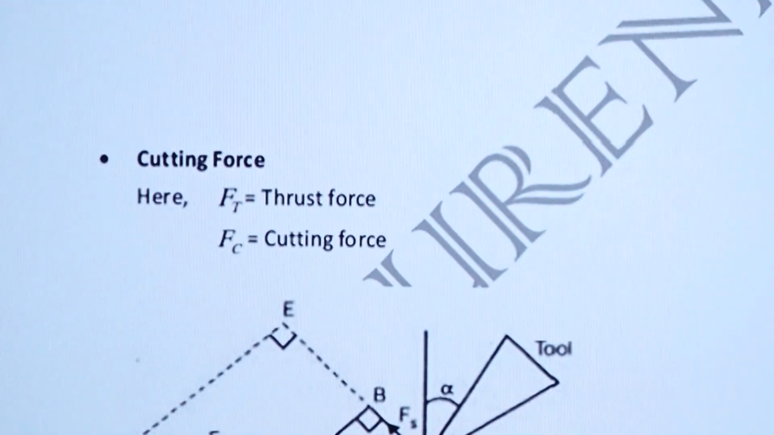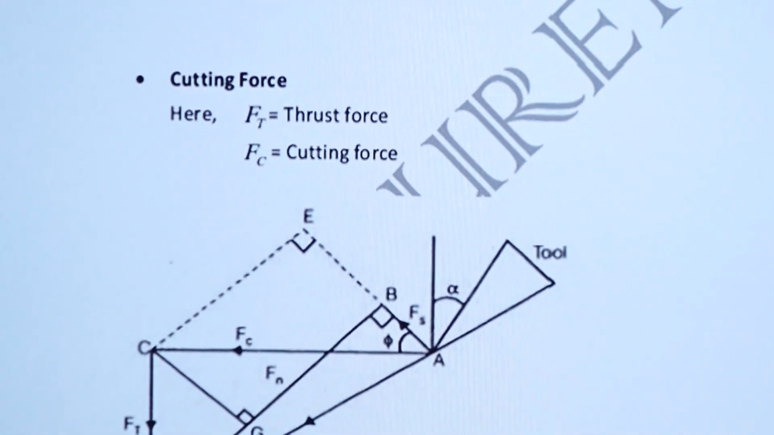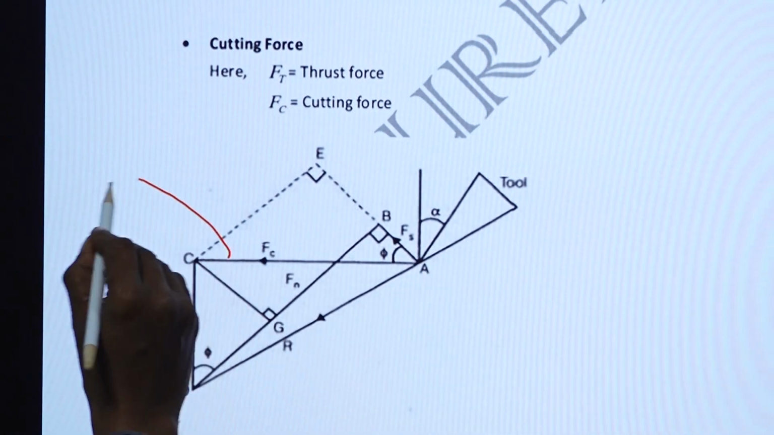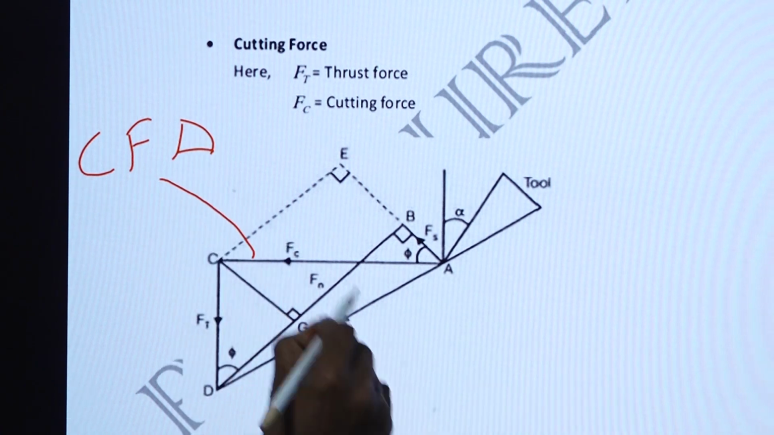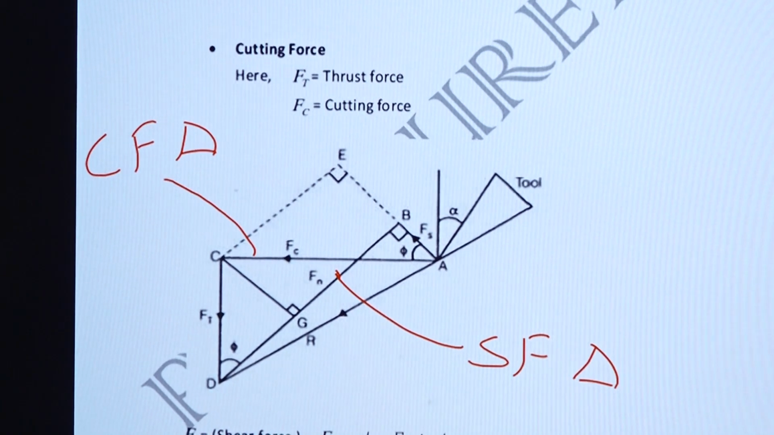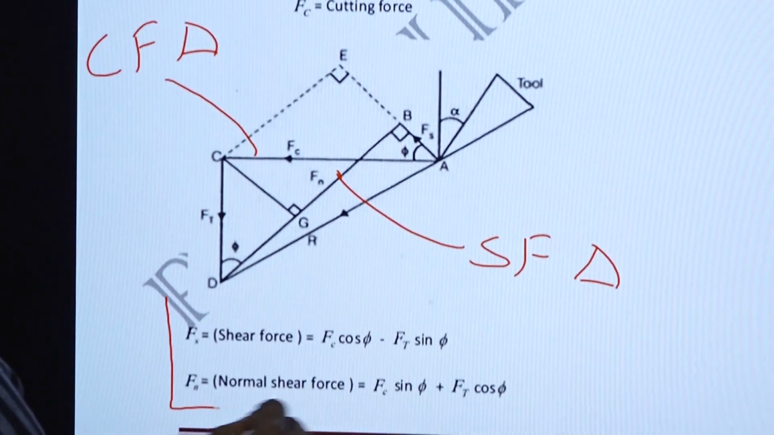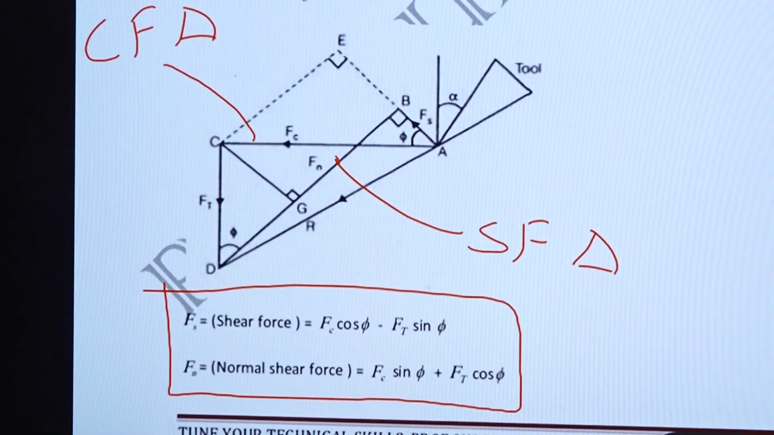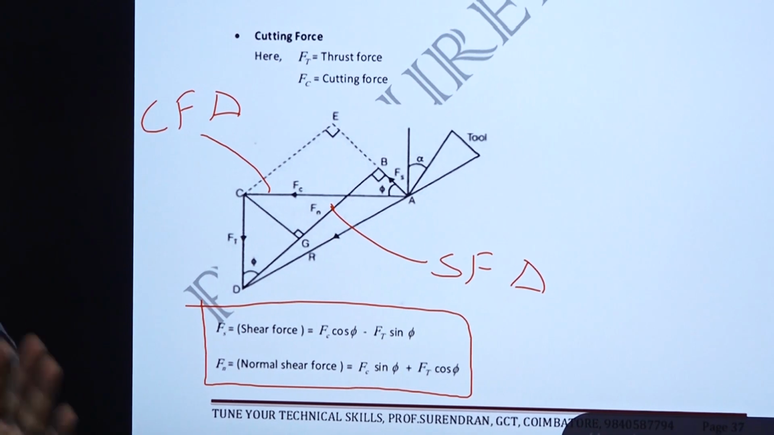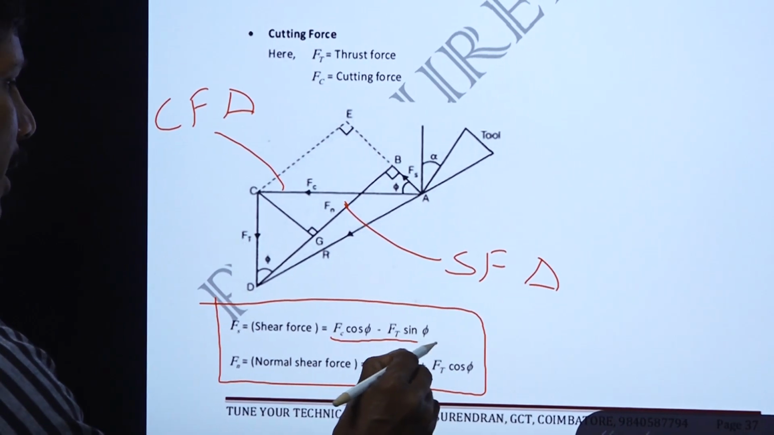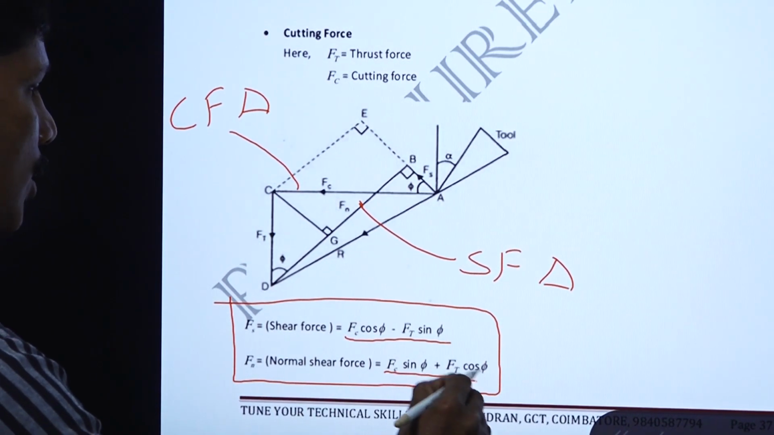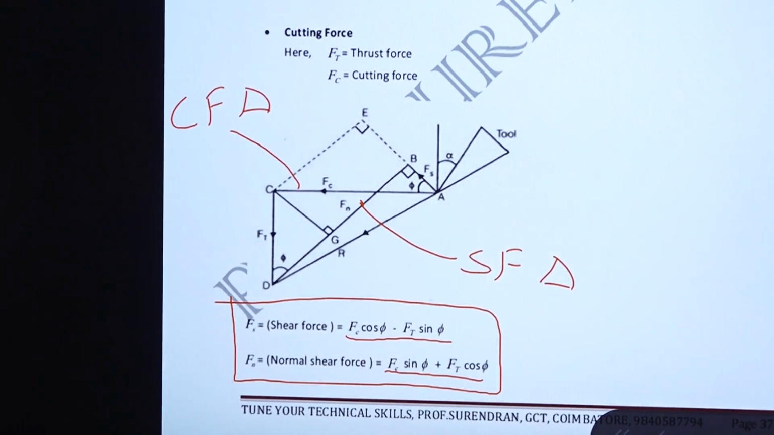So here you can see the cutting force triangle. This triangle is the cutting force triangle, and this triangle is the shear force triangle. Two triangles are there. Both are related, and both are related to calculate these two forces. The shear force is smaller, so a negative sign will come. So Fc cos phi minus Ft sin phi is the value, and for the normal force it is positive: Fc sin phi plus Ft cos phi.